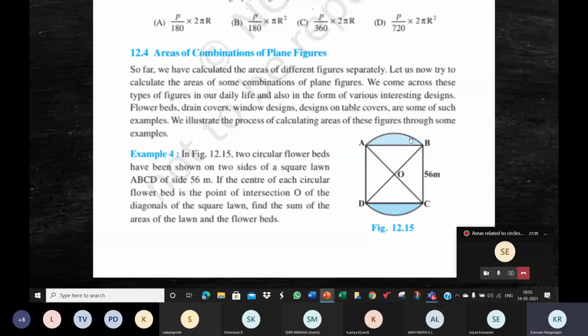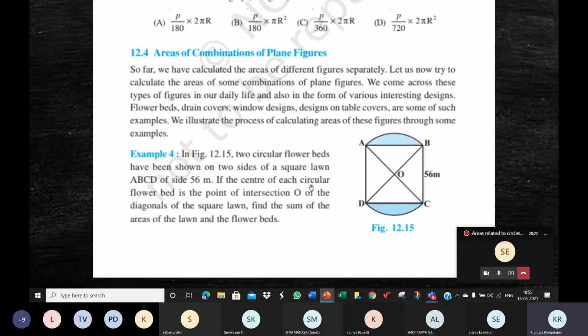This portion, I'm showing you the portions here. ABCD is a square garden of side 56 meters. That's one thing. This is one circular flower bed and this is the other circular flower bed. These are the two circular flower beds. They're a part of a circle. You don't see the complete circle here, but they're a part of a circle. This region is a part of a circle. This region is also a part of a circle. Circular, part of a circle.